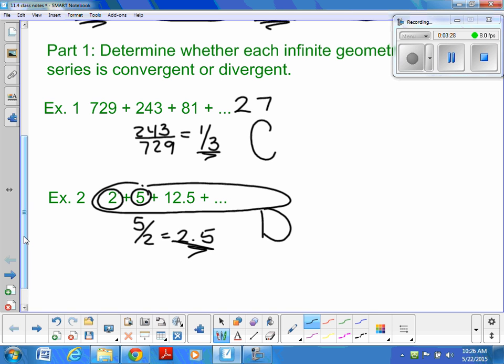What's a third of 27? 9. What's the next number? What's a third of 9? 3. What's the next number? What's a third of 3? 1. What's the next number? 1/3. And before you know it, like the 8th number, what do you think the 20th number is going to look like? If 1/3 is 0.3 repeating, what do you think the 20th term is going to look like? Isn't it going to look something like 0.0000000, I don't know, 21?